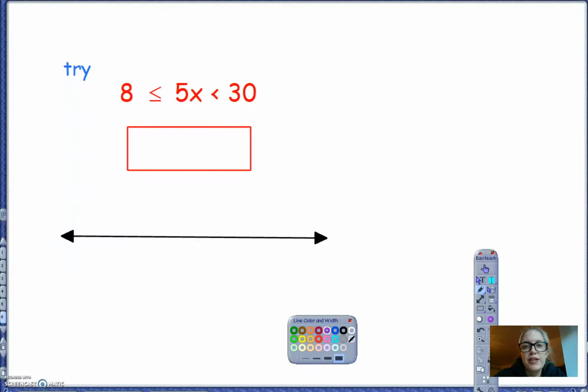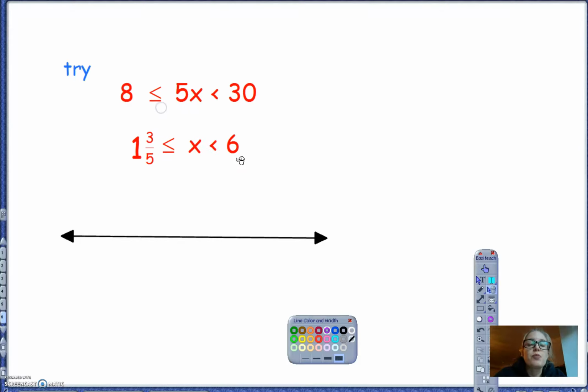Okay, so let's try this one. See if you can pause the video and try it on your own, and then see if you get the same answer. Okay, so to solve, you should have divided everything by 5. 8 divided by 5 is 1 3/5. And I wrote it as a mixed number because it's easier to understand where to graph it than if you just left 8/5. Is less than or equal to x, which is less than 6, because 30 divided by 5 is 6. So I'm just going to plot those two numbers, 1 3/5.